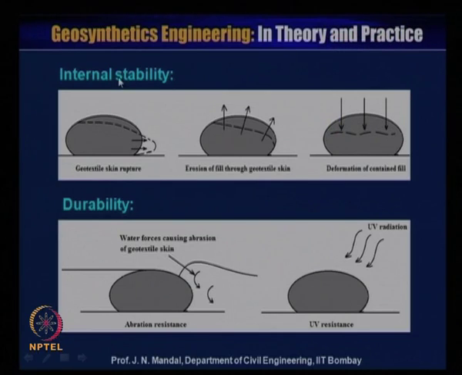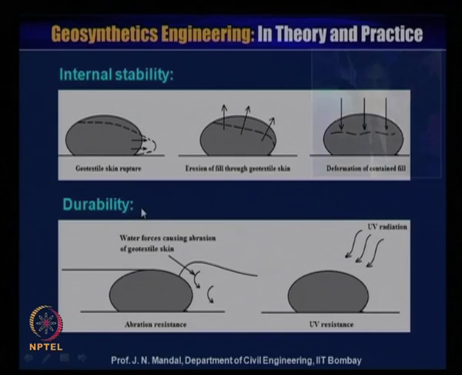Now for internal stability, this is a geotextile tube. So, geotextile skin rupture: there is a possibility of rupture of the geotextile tube. Or erosion of fill through the geotextile skin. And also there is a deformation of the contained fill due to the load. So, there is a deformation of the geotextile tube. So, these are the internal stability issues which may occur.